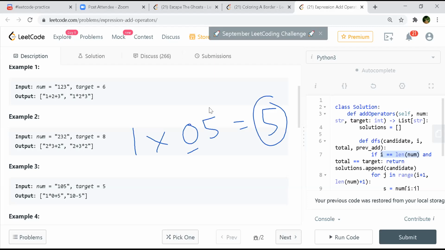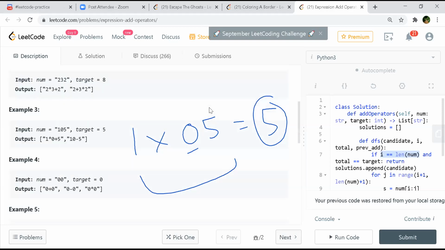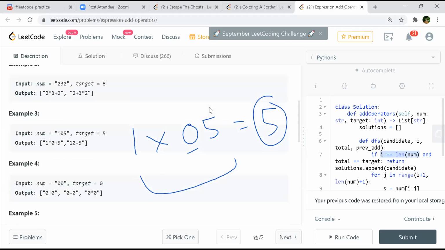But here the target matches. Yeah, but it's okay. It might be very hard in other test cases. Therefore, they are avoiding it here. Yeah.